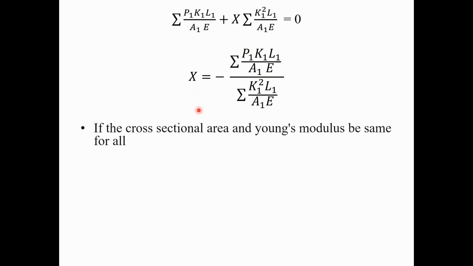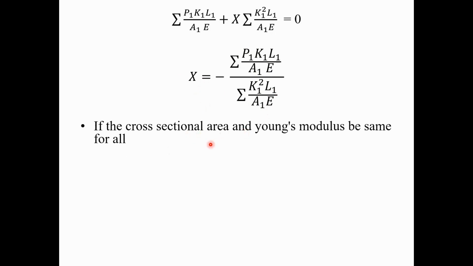To find out this x, which is nothing but the redundant force, we have x is equal to minus summation P1 K1 L1 upon A1E divided by the summation K1 square L1 upon A1E, which is the redundant force in the structure. If the cross-sectional area and Young's modulus are the same for all members, then x is equal to minus summation P1 K1 L1 divided by summation K1 square L1.